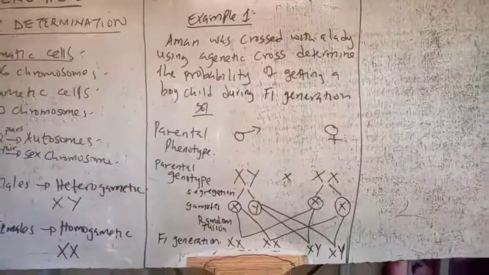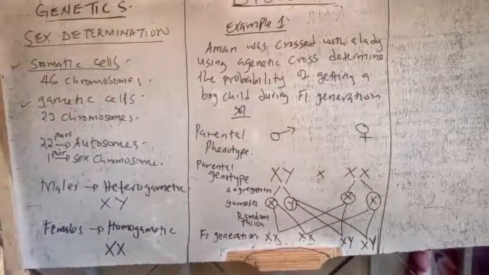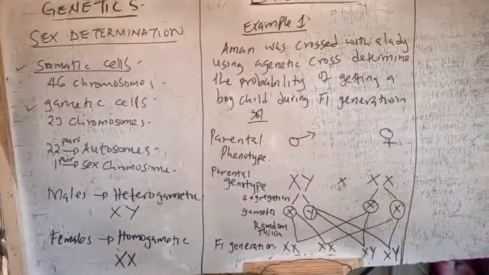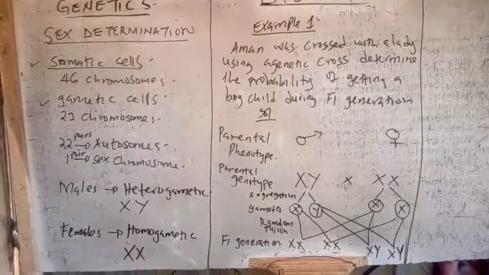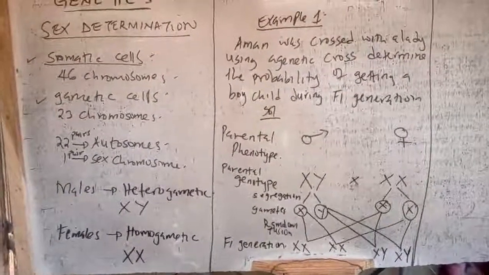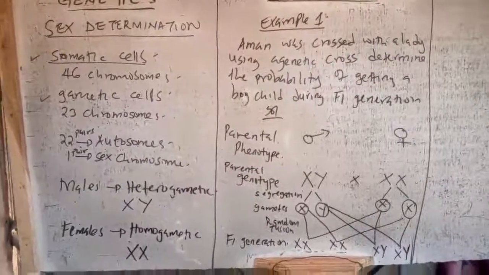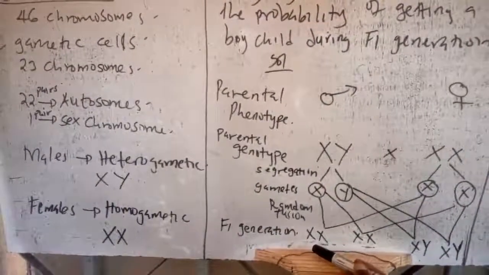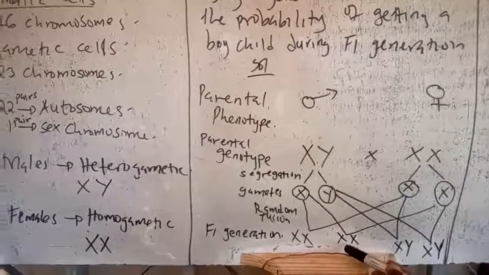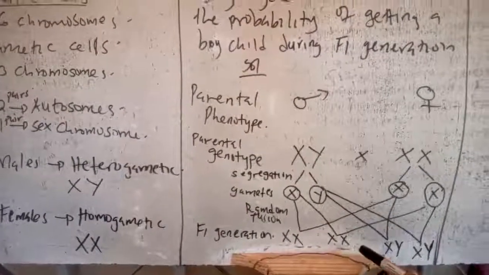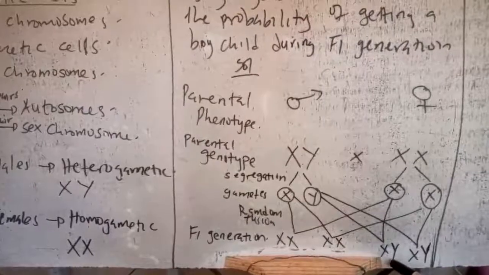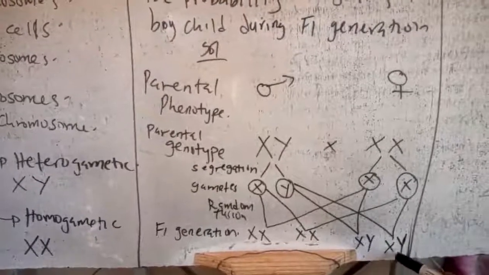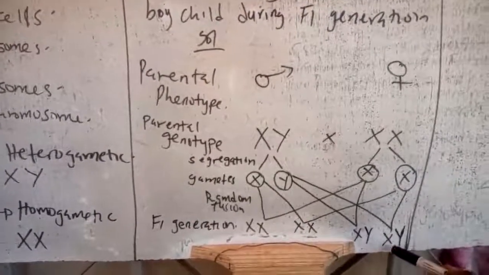In the F1 generation, the first result was X and X, that represents a baby girl. The second one is also X and X, and that represents a baby girl too. The third case is X and Y, and that is a boy because there is a Y chromosome, and the fourth is also X and Y, also a boy because there is a Y chromosome.